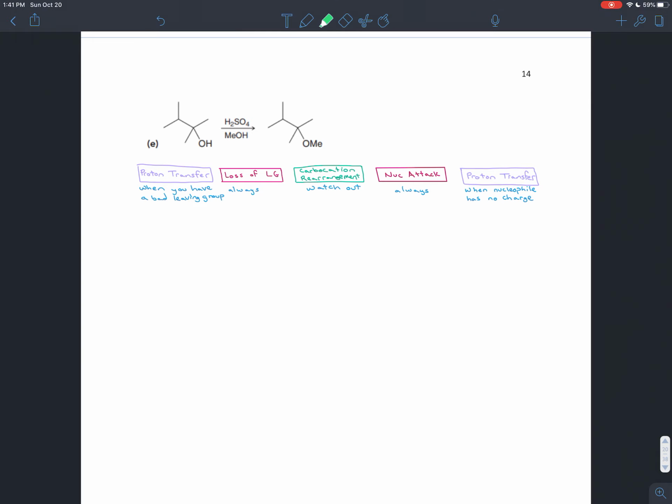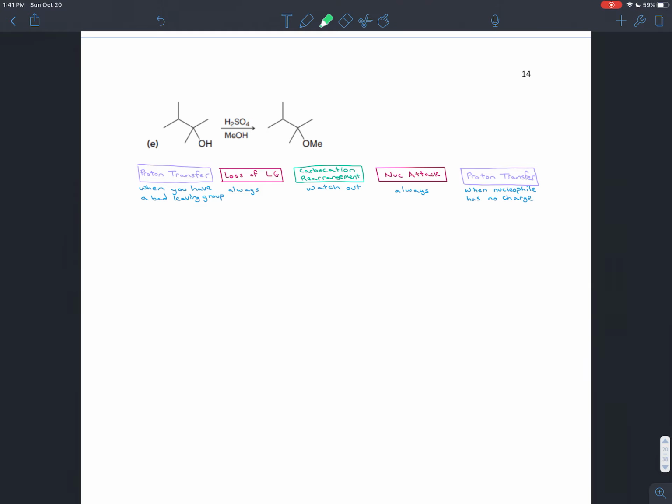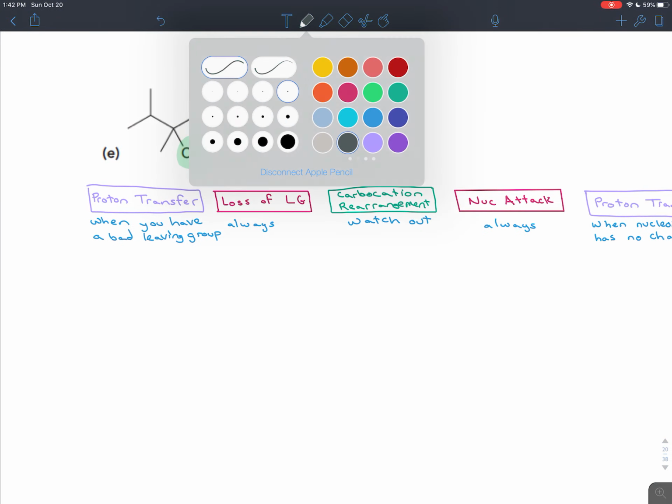Okay, with the next problem, the process is going to be similar. First, let's see which steps we're going to need to do. So first, look at the leaving group. Is it good or bad?